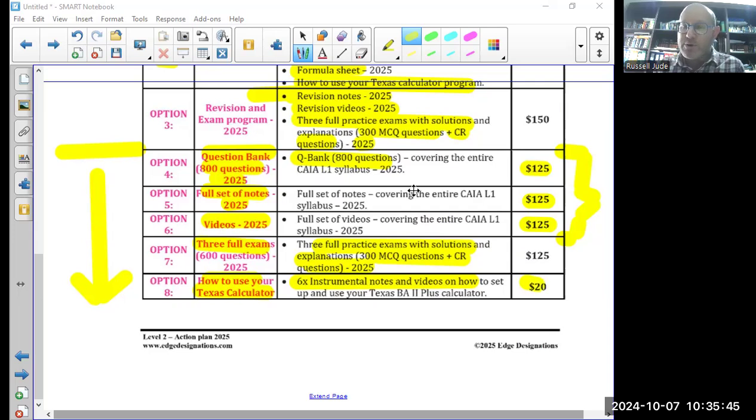At this point, we have now come to the conclusion. Hopefully, we've achieved our 3 objectives: introduced you to the CAIA program, shown you the changes for 2025, and shown you what hopefully Edge Designations can do for you. At this point, we hope to have you along with us for the ride on our Edge Designations program.